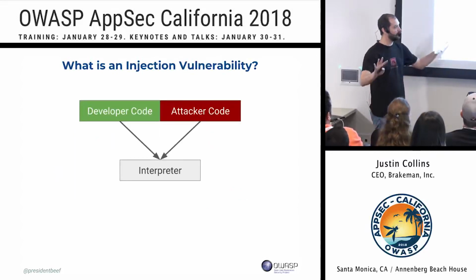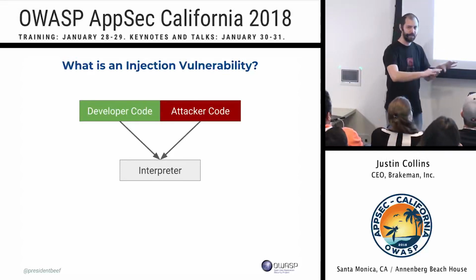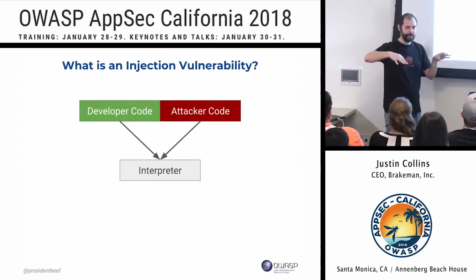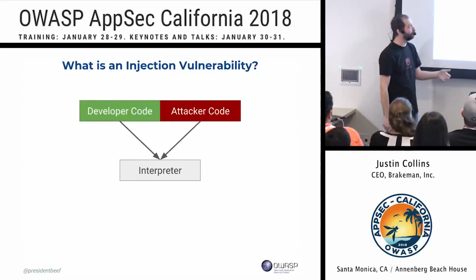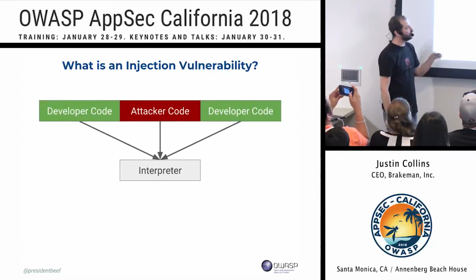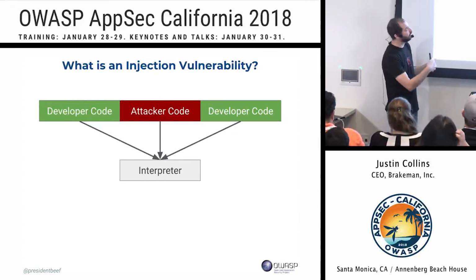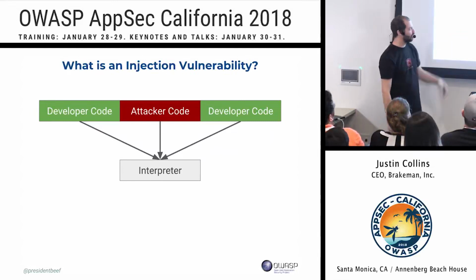And visually, it looks like this. We have some code from the developer, that the developer's intending to be interpreted. And then we have some code from the attacker, and then they both get sent to an interpreter of some kind and executed. Although actually it usually looks more like this, where the attacker code is kind of in the middle. We'll see examples of that. And then again, it gets sent to an interpreter.